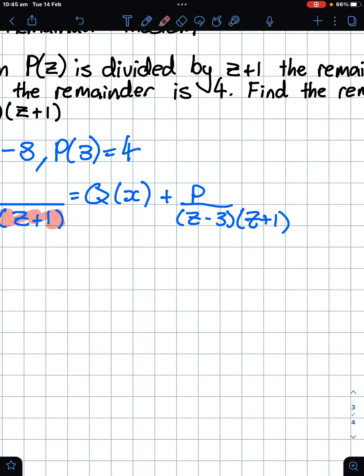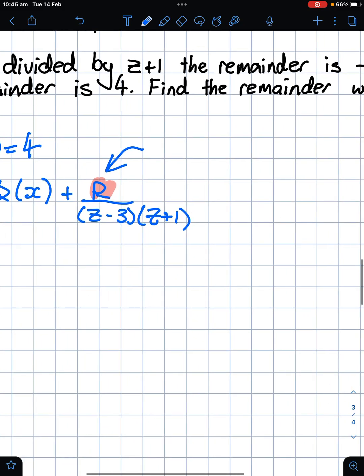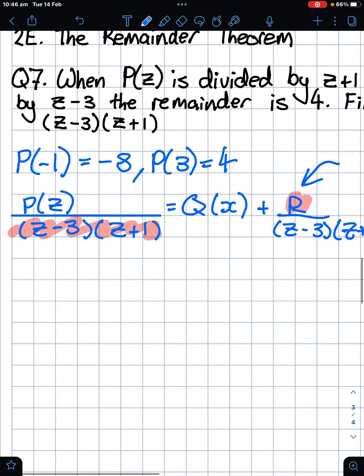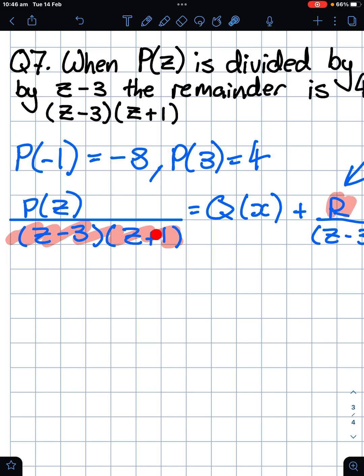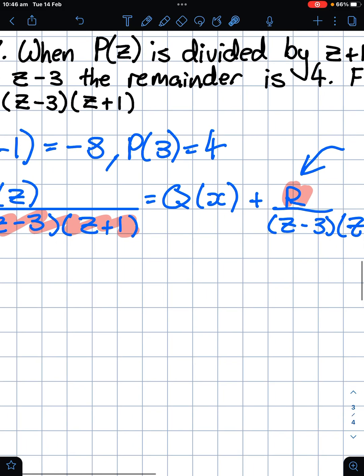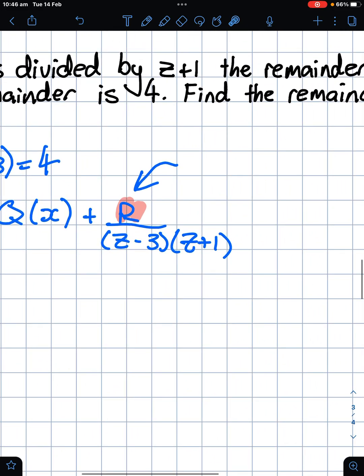Now, the important bit is our remainder here, which shouldn't have been p, it should have been an r. This is actually going to be a linear factor because we're dividing by a quadratic. When you divide by a linear function, you get just a constant, but when we divide by a quadratic, we get a linear remainder, which could be az plus b, with z being our variable.